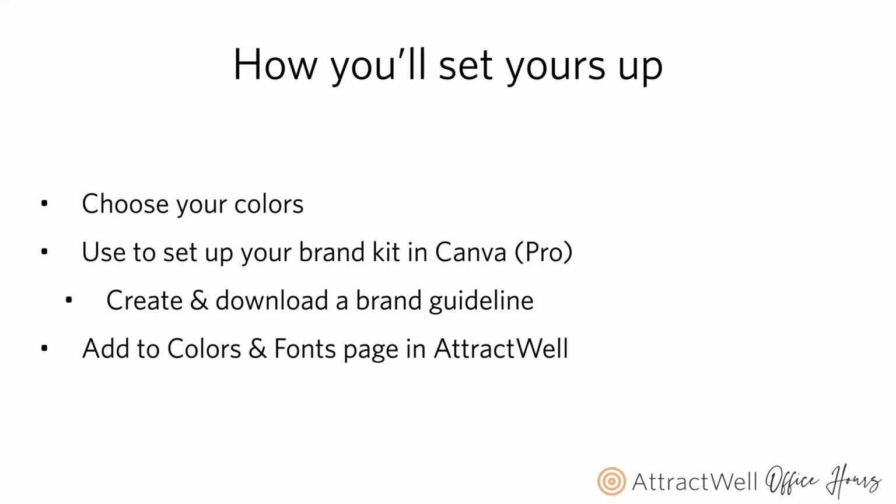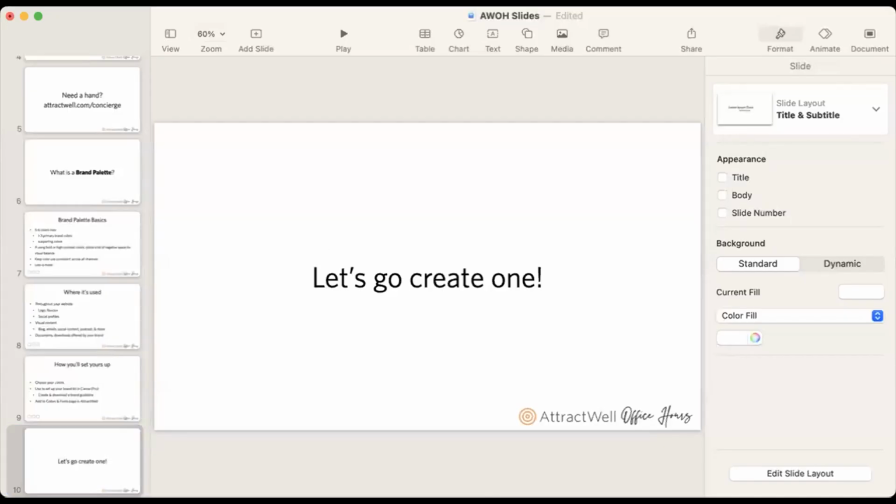And then from there, we can add these colors to our colors and fonts page in AttractWell. This is going to give you presets across your site. You'll be able to make sure that your text and your menu and your link covers and all of that stuff is set up the way that you want with the colors that you want. And you can modify your buttons there as well. So let's go create a brand palette and set one up in AttractWell.